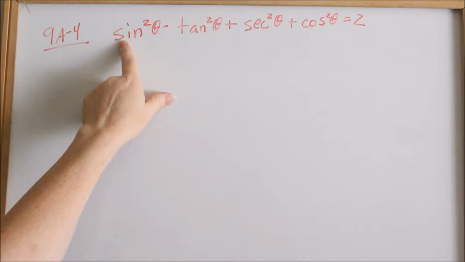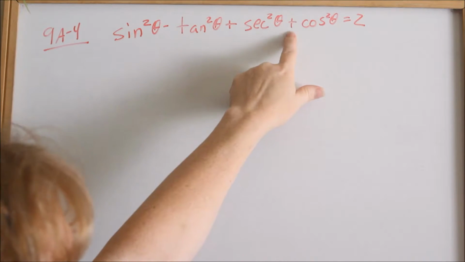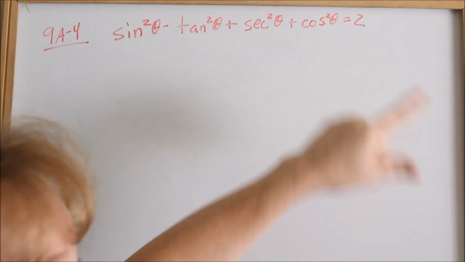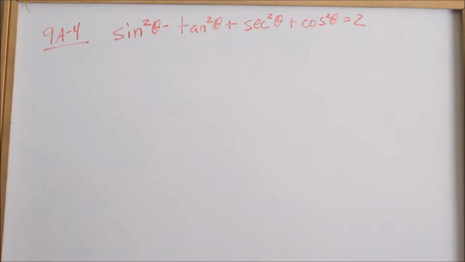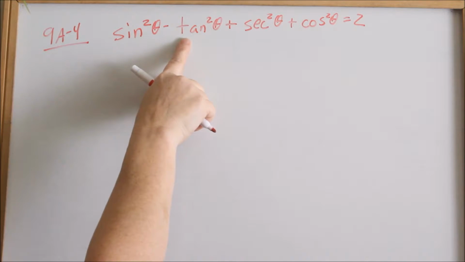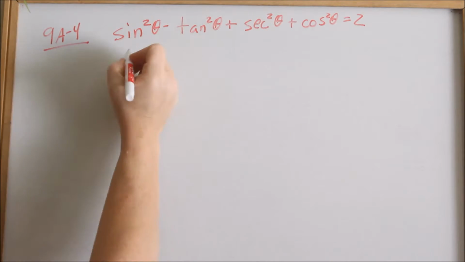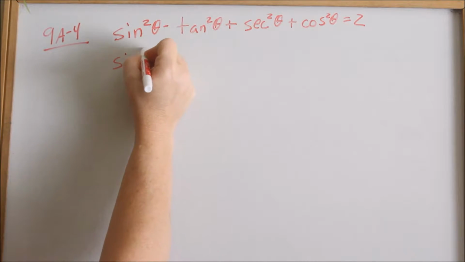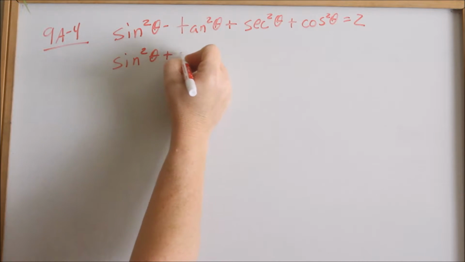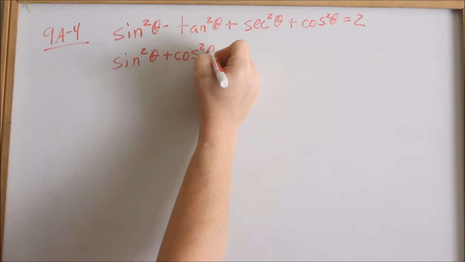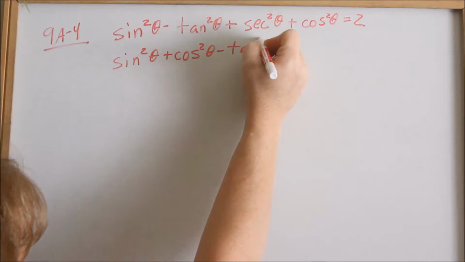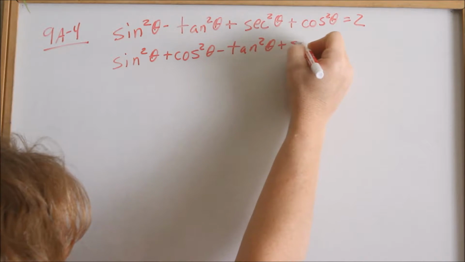The one thing I see here is I have a sine squared plus cosine squared. I can rearrange the problem as long as the sign in front of each term stays with that term. Like this negative stays with the tangent squared, positive stays with the secant squared, positive stays with the cosine squared. So I could rearrange this, say sine squared plus cosine squared minus tangent squared plus secant squared.